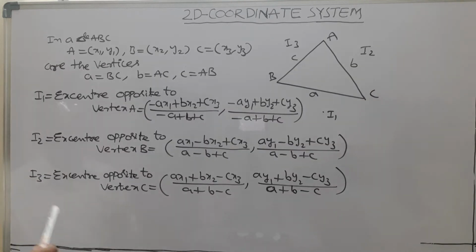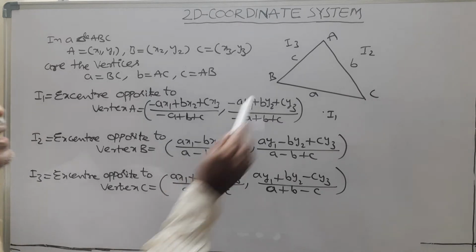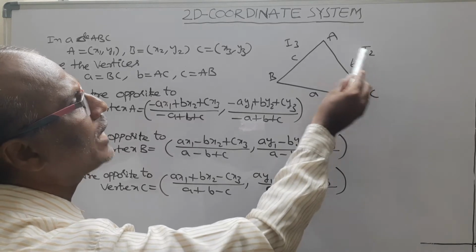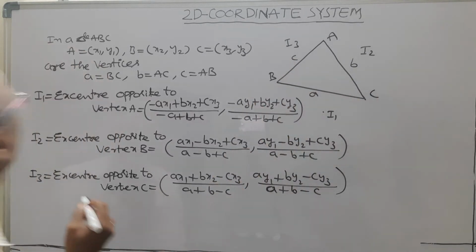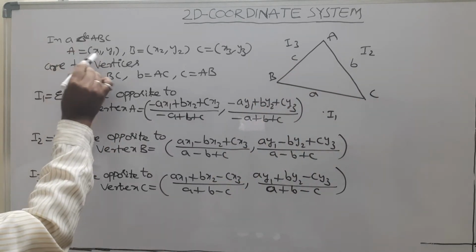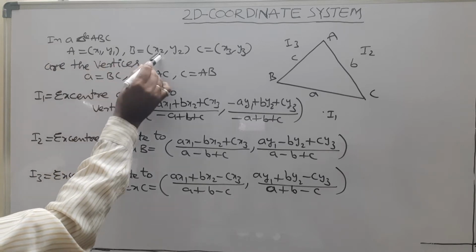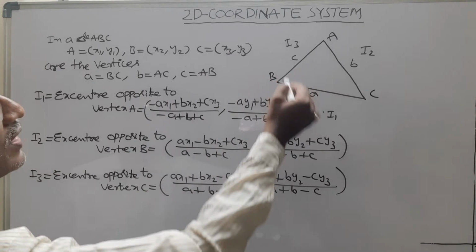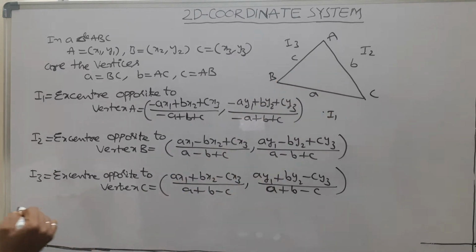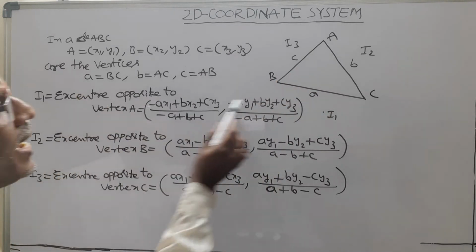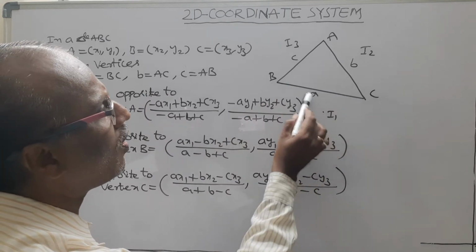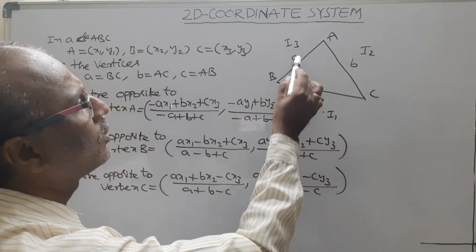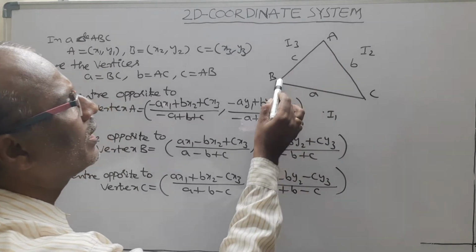Next, the formula for the excenter. In a triangle ABC, three excenters are formed: I1, I2, I3. Here, in a triangle ABC, A equal to x1 comma y1, B equal to x2 comma y2, C equal to x3 comma y3 are the three vertices given. Here to find small a, the distance between BC, small b, the distance between AC, and small c, the distance between AB.